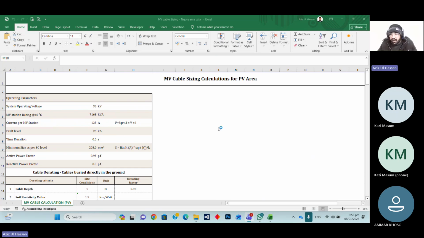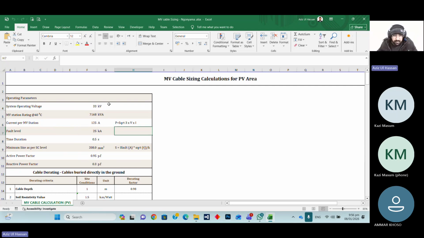First of all, we have to analyze the short circuit study or short circuit criteria on which basis we have to size our cable. First of all, we have to check what is the size of our cable as per the maximum fault current. What is basically the criteria?